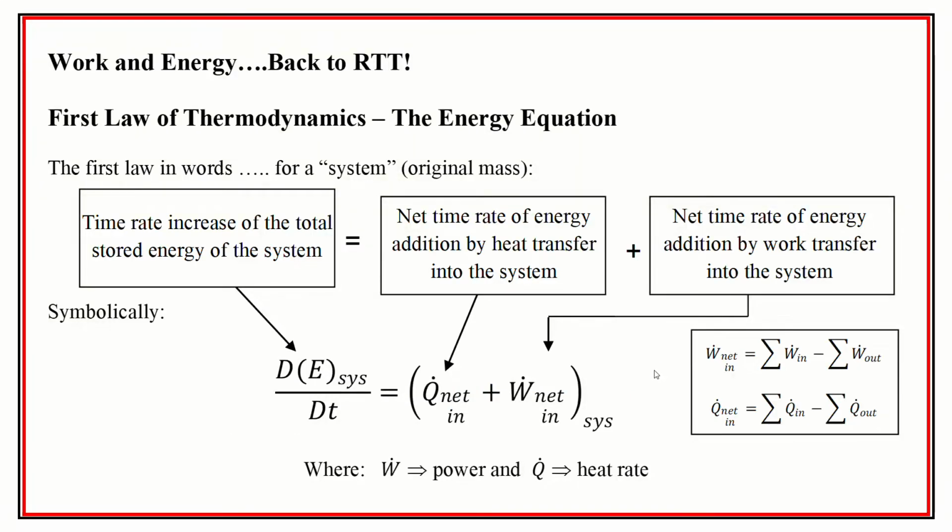So, taking a step back to talk about work and energy as it pertains to Reynolds transport theorem, we first want to talk about what happens to the system. Now remember, the system is like this chunk of mass, the original mass. And so symbolically, the energy in the system is comprised of the net heat rate coming in and the net work rate, or power, coming into the system. And that net is the in minus the out.